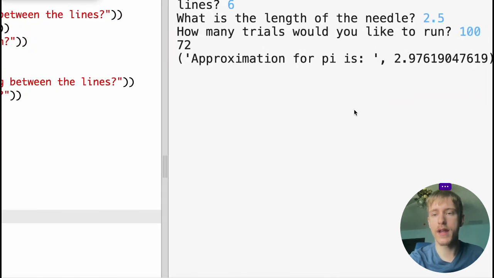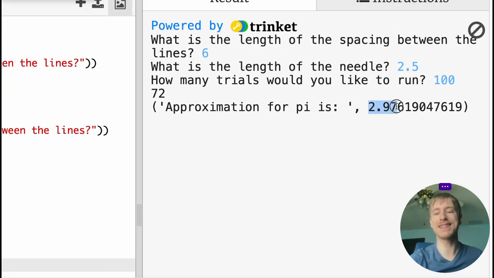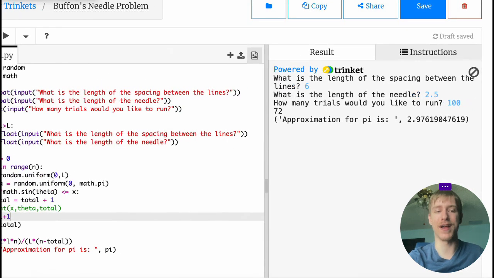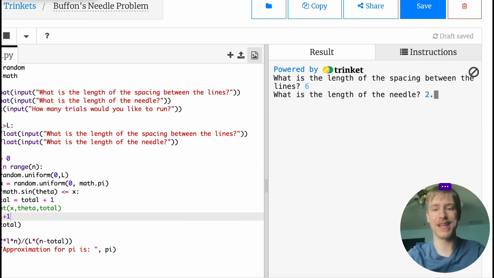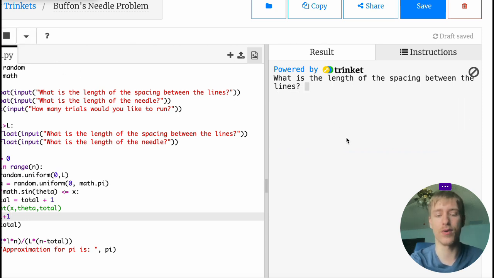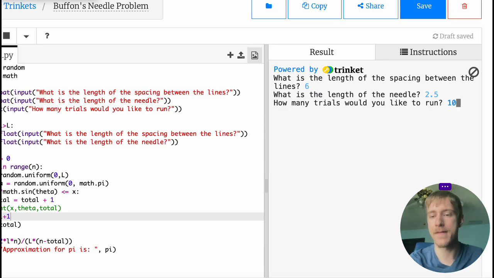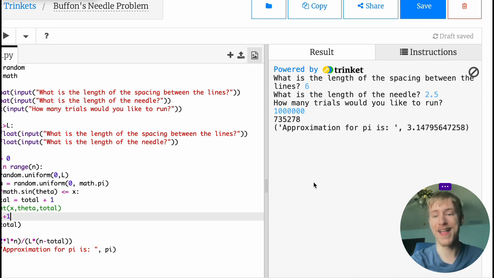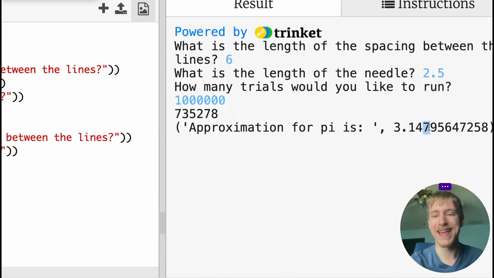Okay, so this time I ran 100 trials, and it looks like our approximation is at least kind of close to 3, 2.98. But 100 trials is not infinite trials, so we have to keep going. Okay, so 6, 2.5, and I'm going to try 1,000 trials. And we still get about 2.98, which is still not great for an approximation. So let's up the ante a little bit. So 6, 2.5. We're going to do 1,000,000 trials. This might take a minute. Ooh, that's juicy. 3.148. Okay, and that's just 1,000,000 trials.